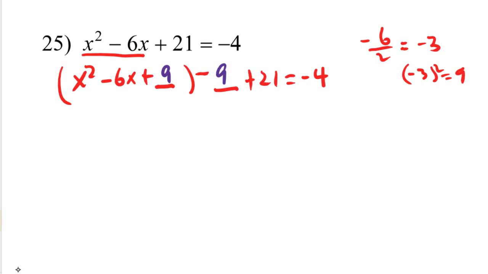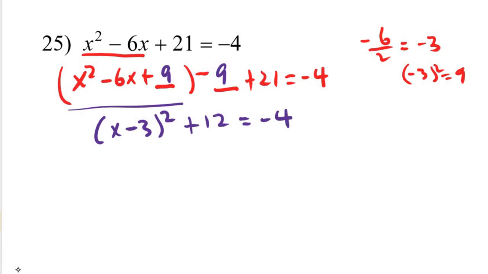And now we can have x minus 3 squared. If you factor this using the box method, you'll find that. And then plus, so 21 minus 9 is 12. So plus 12 equals negative 4. And then subtract 12 from both sides. So you will get x minus 3 squared equals negative 16.